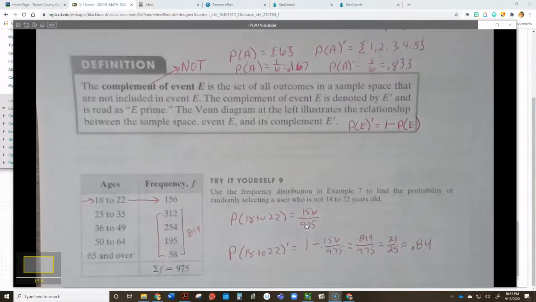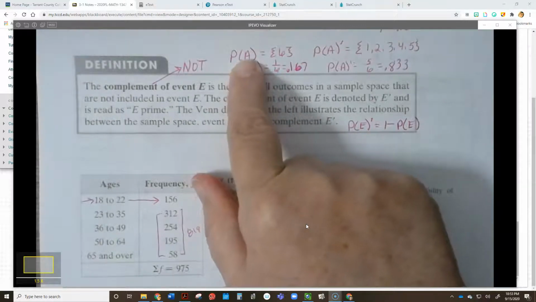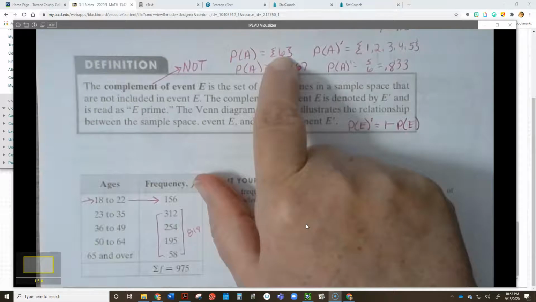So the complement of an event. Anytime you see the word complement, you need to think of the word not. That's what a complement is. So in this example right here, I've defined the event A to be getting a 6.